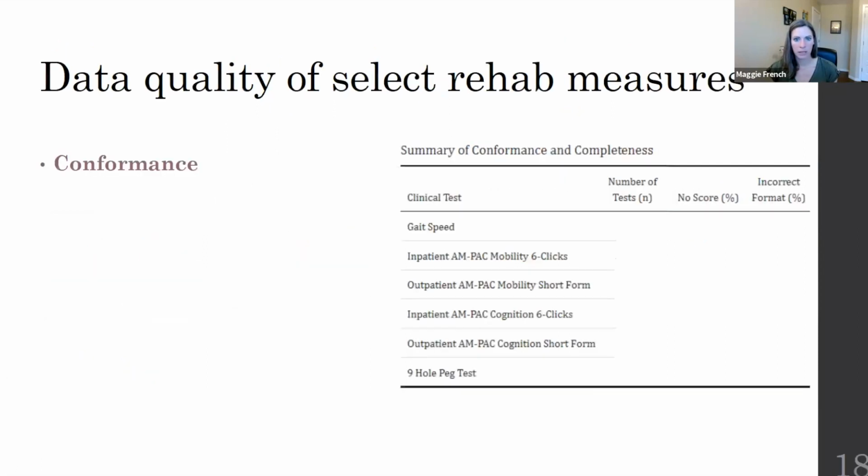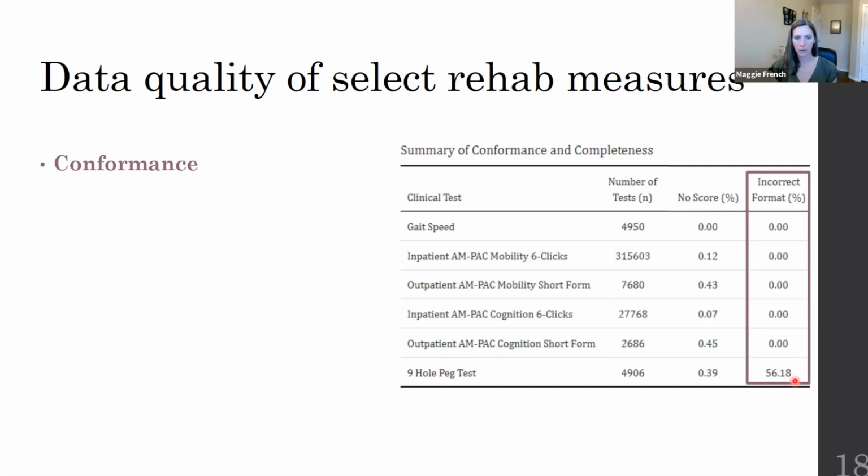Last couple of examples I want to give are specific to rehab measures. So what I'm going to show here is some information about each of these rehab specific measures. When we talk about conformance here, we can focus specifically on the type of data that we have. For each of these measures, we are expecting to have some sort of numeric value. But when we check that within our data, we actually see that for 9-hole peg test, over 50% of our data is not entered as a numeric value, indicating poor conformance with that data.